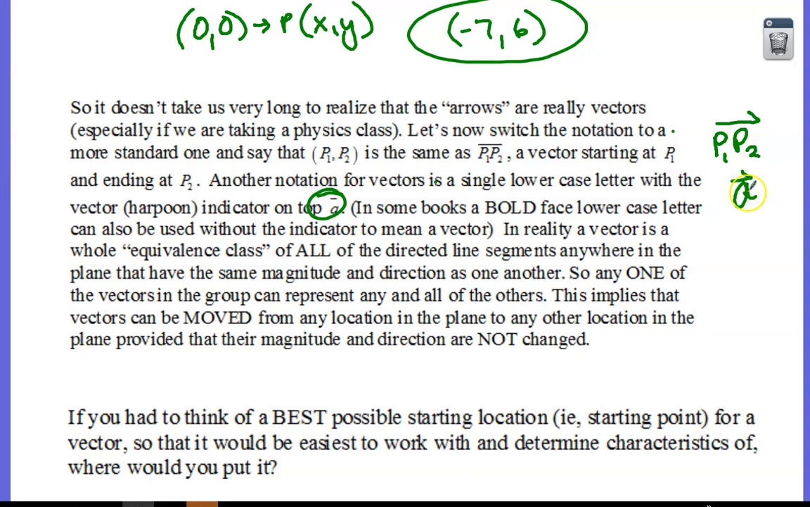A lot of times they'll make this bold so that you know that it's a vector. But again, remember that when we say vectors are equivalent, they're any vector that's the same length in the same direction. Okay, so any one of these vectors could represent a bunch of them. Like again, if I had a bunch of vectors that were the same length and in the same direction, right, assuming these are all the same, then any component form version of the change in X and change in Y would be the same for all these same vectors.